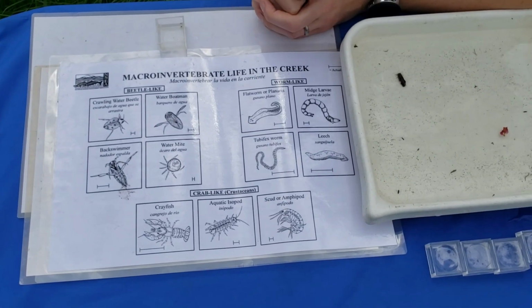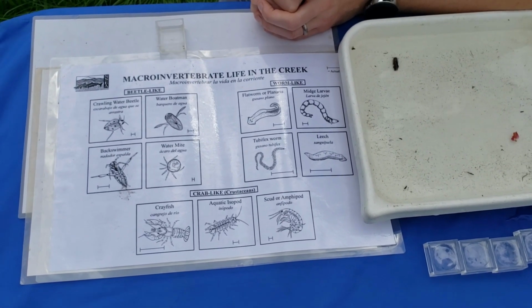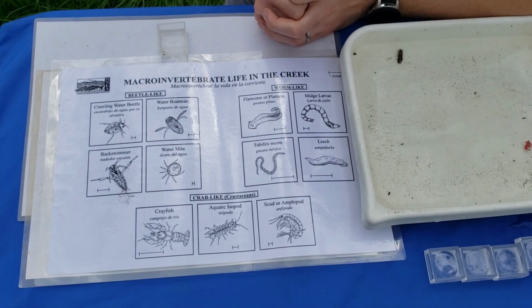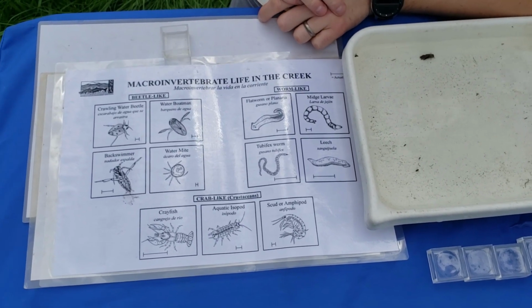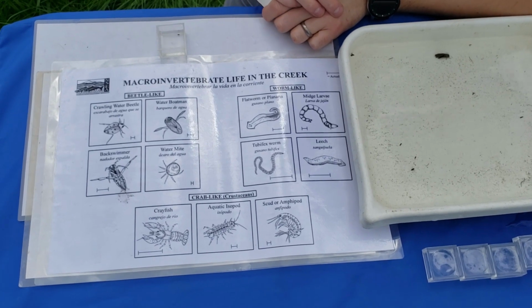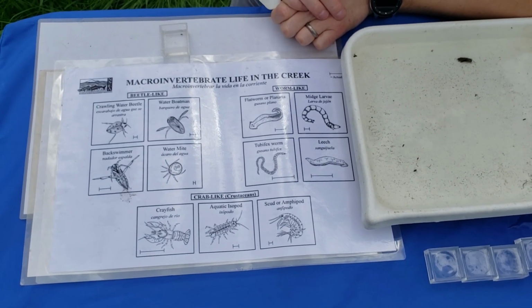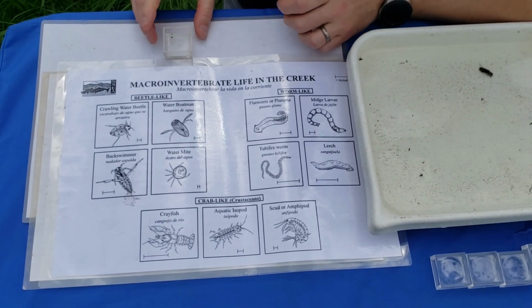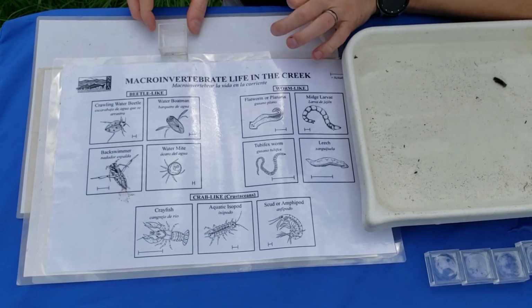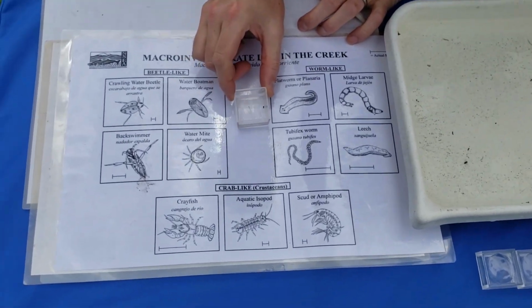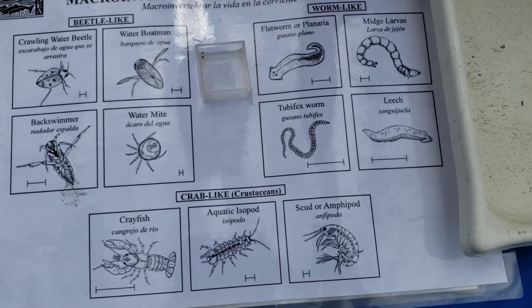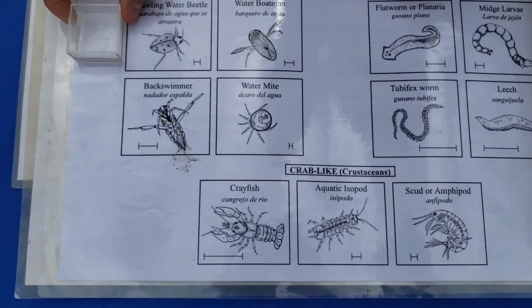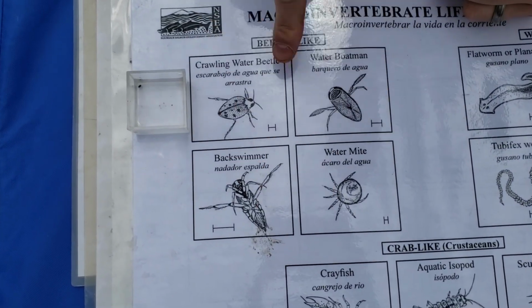Here we have a different version of a dichotomous key. This one helps us to identify our macroinvertebrates based on their size or features such as spots, number of legs, antenna, etc. And by using this dichotomous key, we're able to group these animals into categories. The macroinvertebrate I just found, to me, looks not like a worm. It doesn't look crab-like. It looks more like a beetle. So we can narrow it down to this category over here.